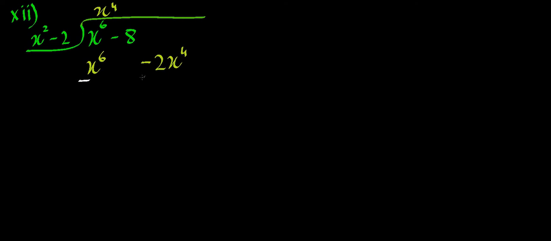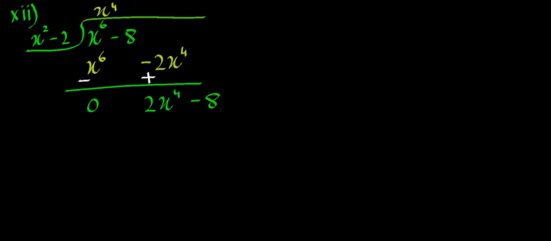Signs change, minus, plus. Now what do I have here? x raised to 6 minus x raised to 6, 0. Minus 8 will be coming down. This plus 2x comes over here. And minus 8 is written down over here. The reason being that we have to write the variable terms first.